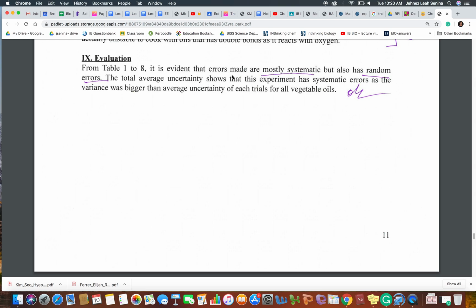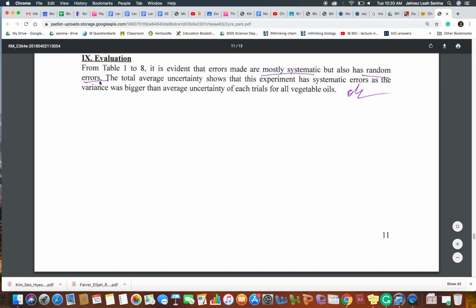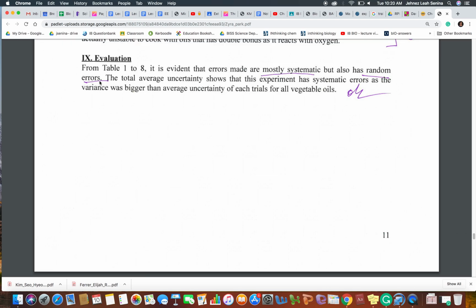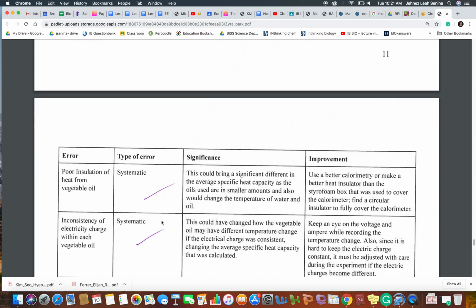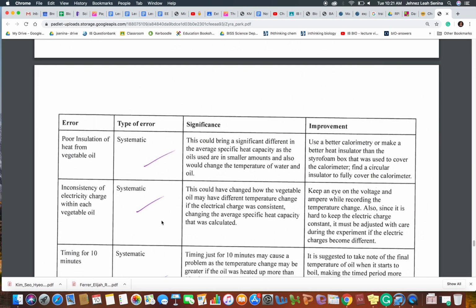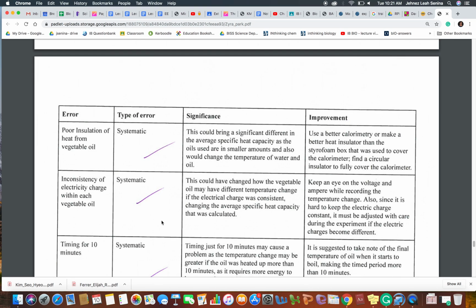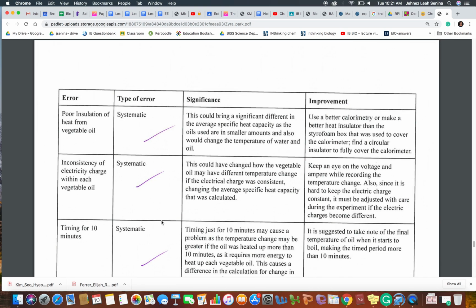Evaluation. She said errors are mostly systematic, but it also has random errors. So every time you have systematic errors, there are always random errors. But every time you have random errors, you don't necessarily have systematic errors. Random errors are given and they're allowable. That's why we calculated the variance. So she mentioned the rest of the errors here. As you can see, when you discuss your errors, you have to categorize them as systematic or random.